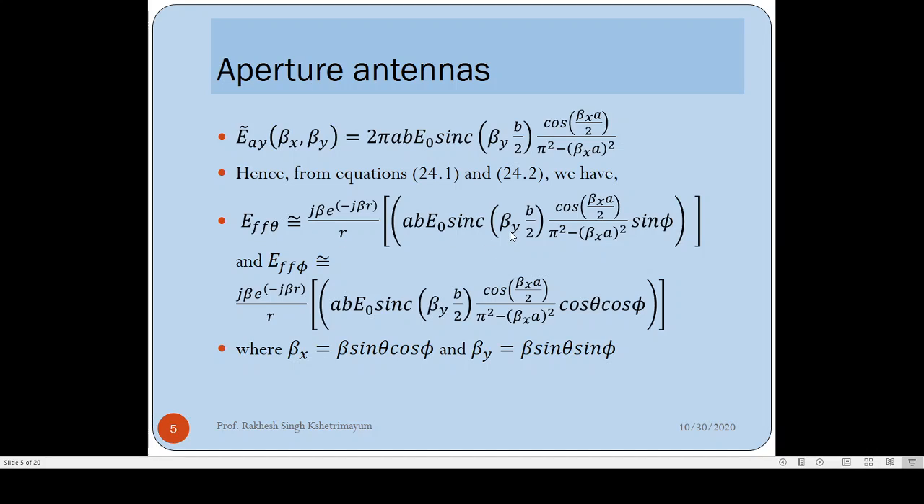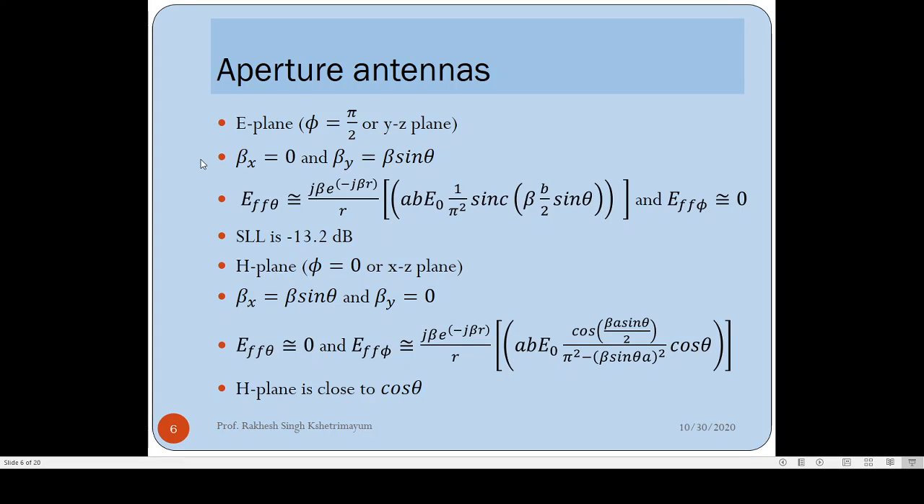So what is beta y? What is beta x? Beta x is simply beta sine theta cos phi. Beta y is beta sine theta sine phi. So beta x is the projection of the beta vector along the x-axis. Beta y is the projection of the beta vector along the y-axis.